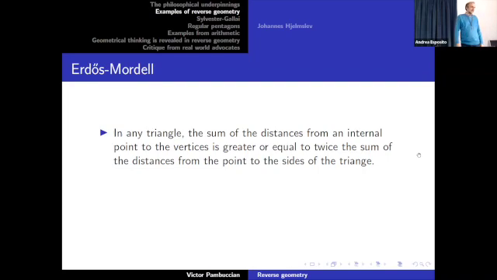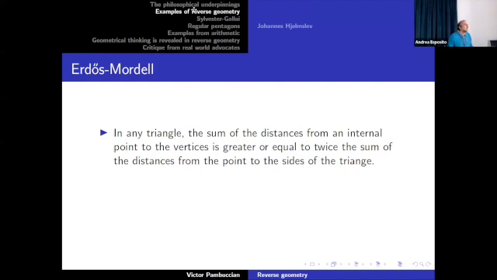In the early 60s, Paul Erdős proposed a problem for the American Mathematical Monthly that was proved by Mordell, who was a number theorist. The problem said in any triangle, the sum of the distances from an internal point to the vertices is greater or equal to twice the sum of the distances from the point to the sides of the triangle.